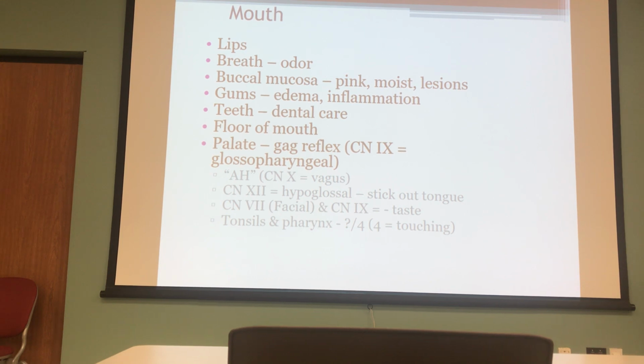The gums, you want to look for inflammation, bleeding gums. Oral hygiene, how often they go to the dentist. Remember, this is in your mouth and your brain is right there. If it's infected in your mouth, your brain can get infected too.